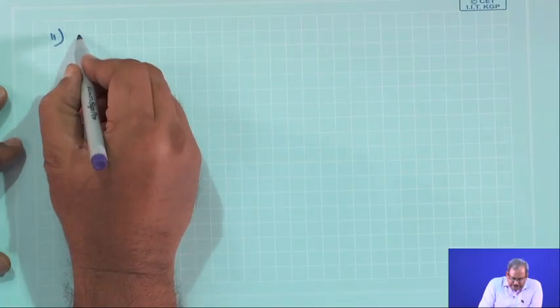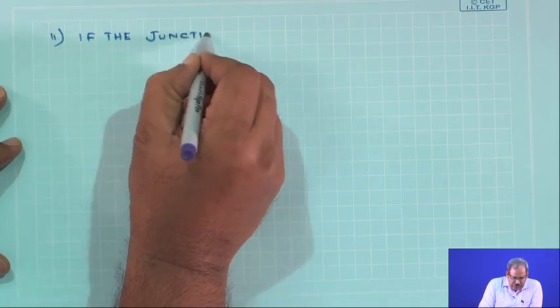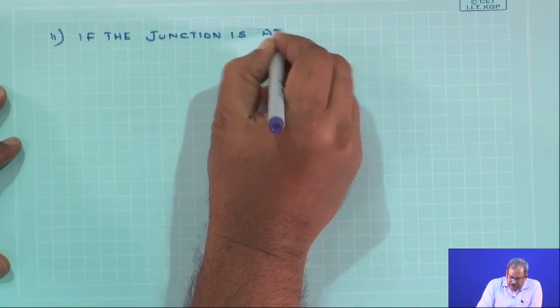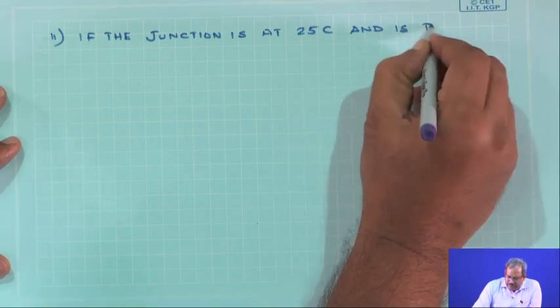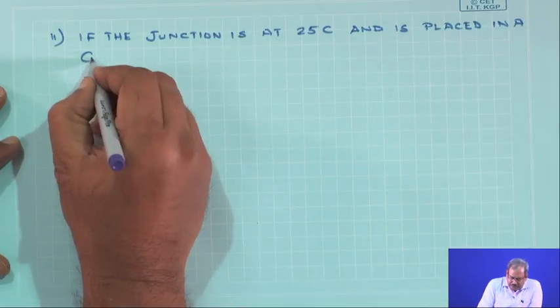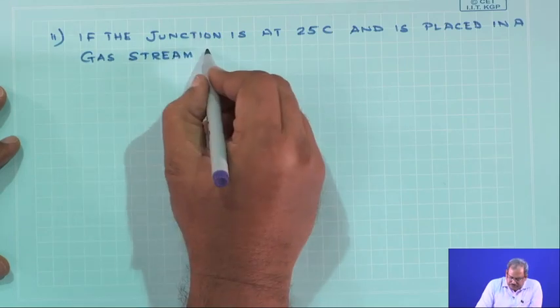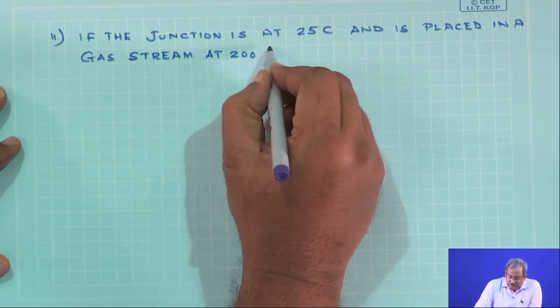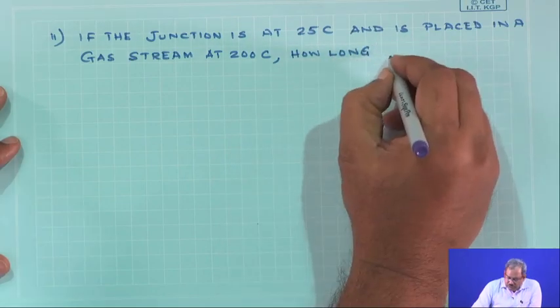The second part of the problem tells us to find out, if the junction is at 25 C and is placed in a gas stream, how long will it take.